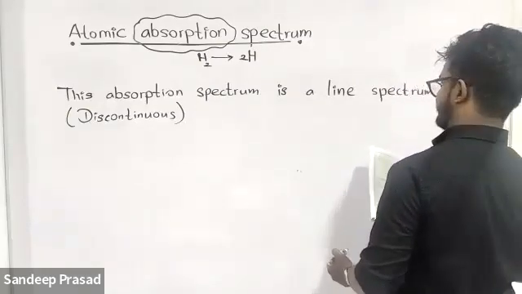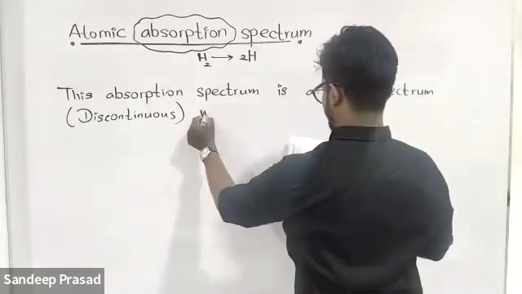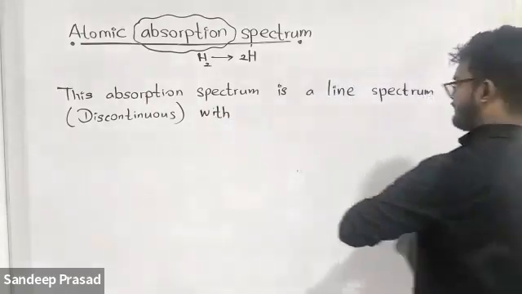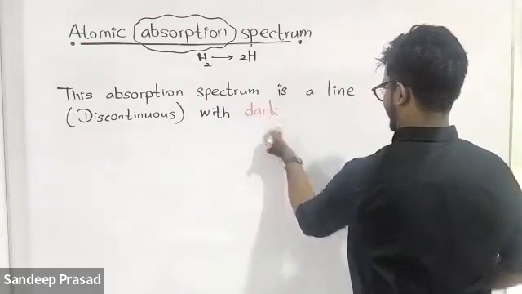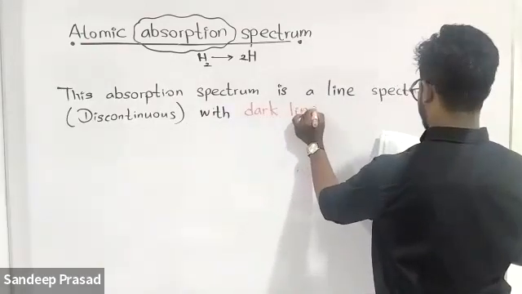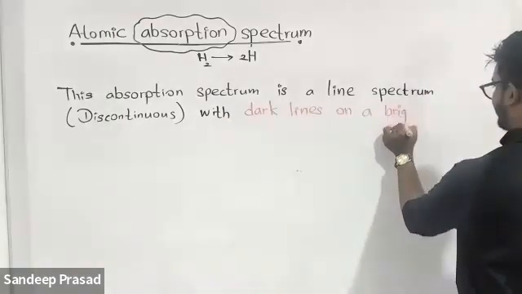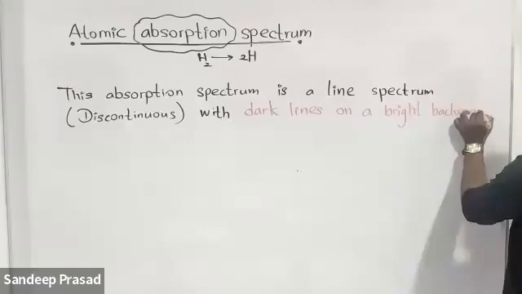This absorption spectrum is a line spectrum with, this is very important, use a red color pen, dark lines on a bright background. Dark lines on a bright background.